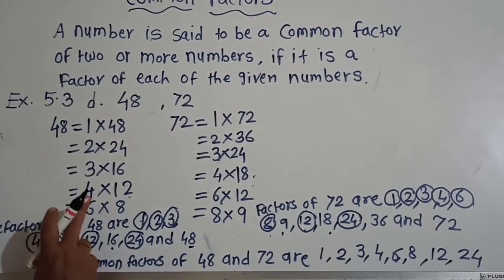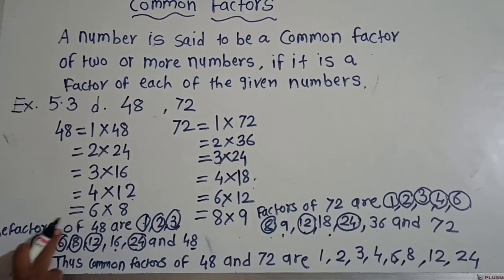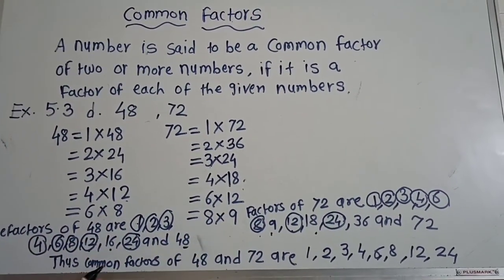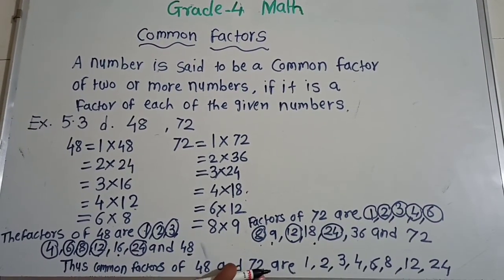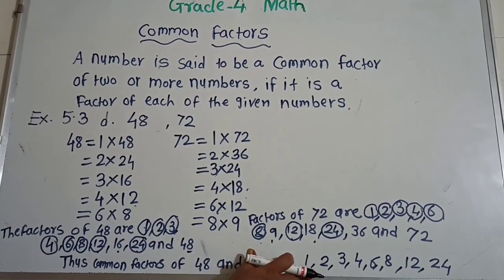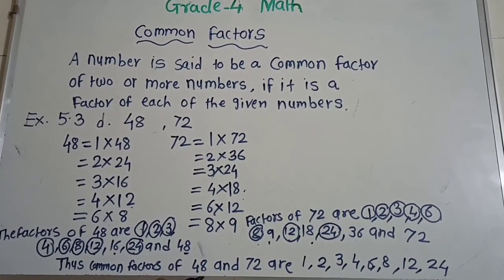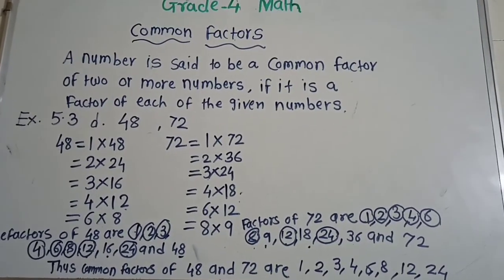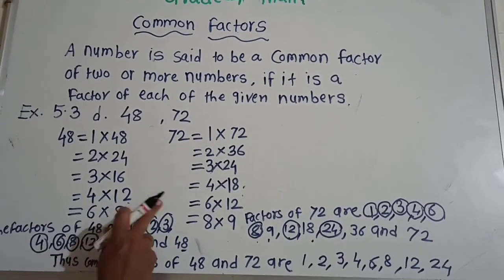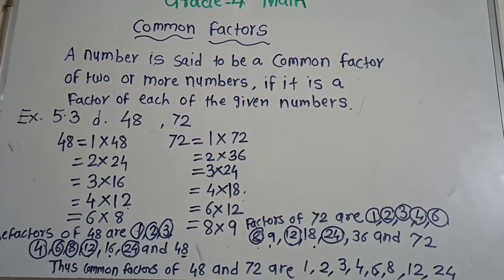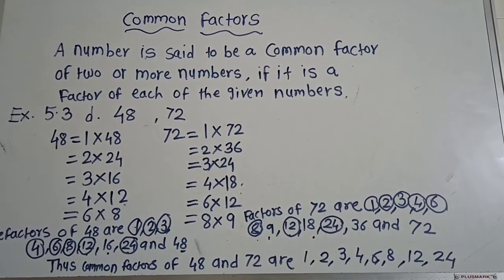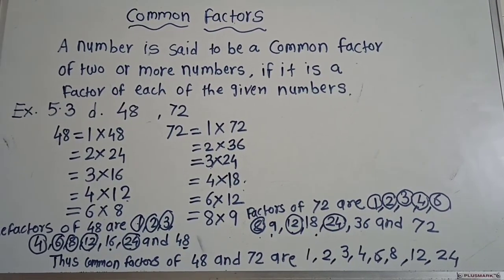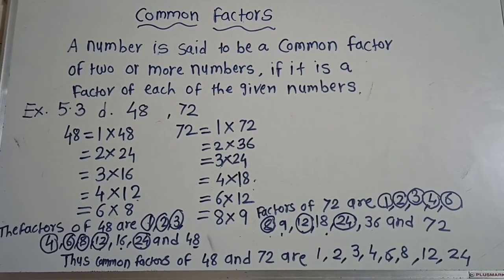Children, you have to find out the common factors like this and then write the common factors of those two numbers. I hope you have understood about the common factors, how to find them. Now you have to complete exercise 5.3 question 2 in your notebook. Okay children, thank you.